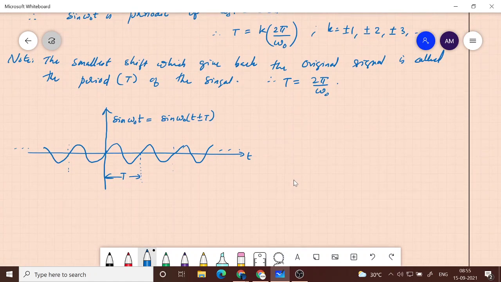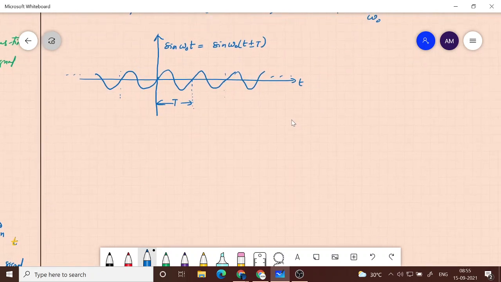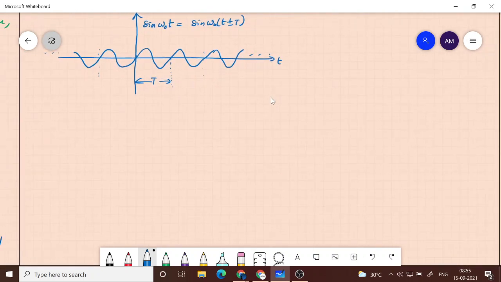So one thing is sure, that all periodic signals have infinite duration. That means it goes from minus infinity to plus infinity. That is a common feature of all periodic signals.